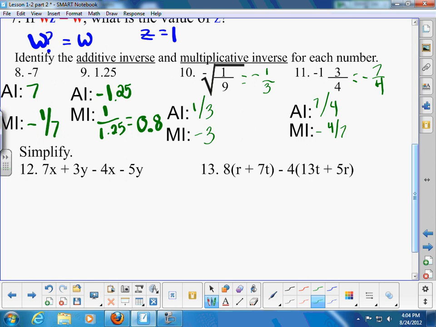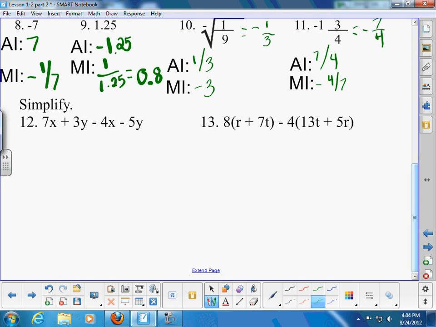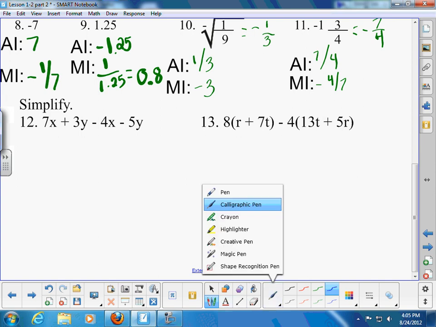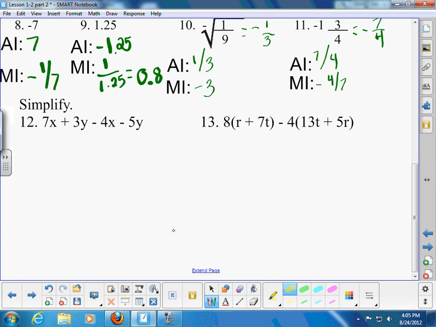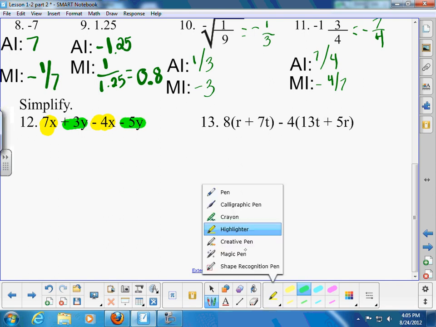Our last two examples ask us to simplify, which in cases like these, they're expecting us to use the properties that we just talked about to simplify these. However, it's really more of a review to get us ready for the next lesson, which is solving equations. Before I simplify number 12, I like to point out, or highlight, or for you, maybe circling, the like terms. So 7x and -4x are like terms, and +3y and -5y are like terms.